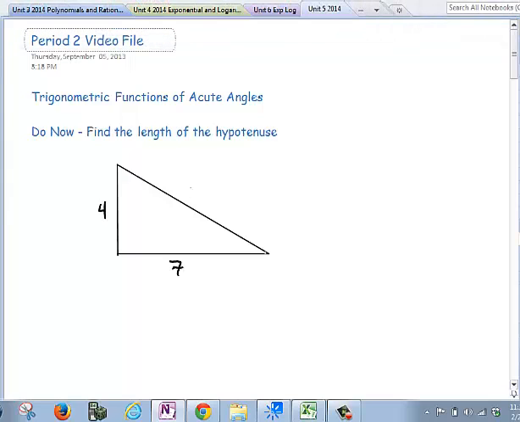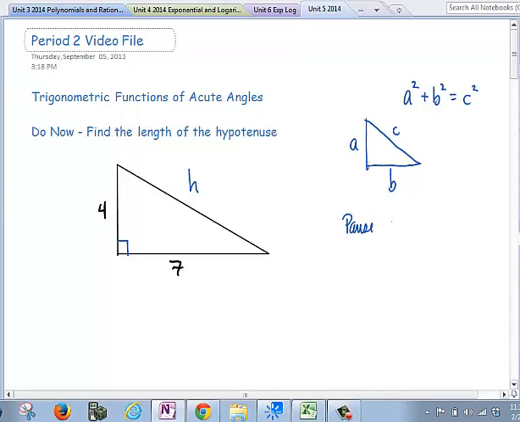So take a minute, copy this down, and try to figure out what the length of the hypotenuse is. And remember, on the SAT, you'll always be given a diagram that looks like this, and they'll say Pythagorean theorem is a squared plus b squared equals c squared. Make sure when you're done you have simplified radicals, just like we did in last night's homework, and check your answer. I'm going to pause the video right now, and when you unpause it, you'll see the solution.